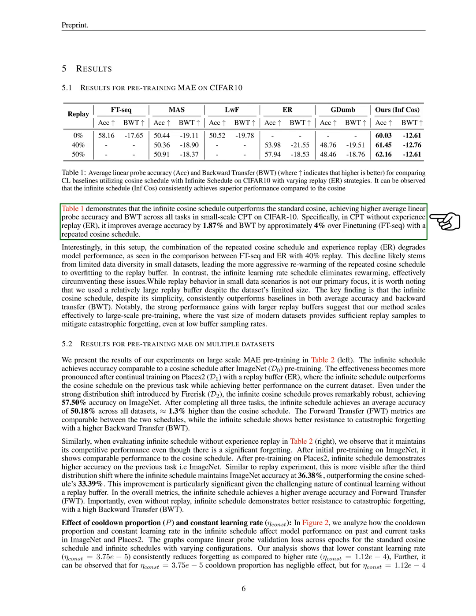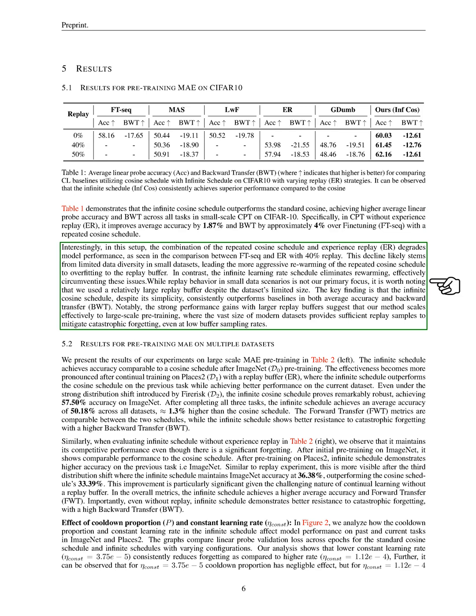Specifically, without experience replay, we see an improvement in average accuracy and backward transfer compared to fine-tuning with a repeated cosine schedule. Interestingly, using experience replay in this setup actually degrades performance, likely due to limited data diversity leading to overfitting. In contrast, the infinite learning rate schedule avoids these issues. Overall, our findings indicate that the infinite cosine schedule consistently outperforms baselines, and larger replay buffers enhance performance, suggesting our method scales well for large-scale pre-training.